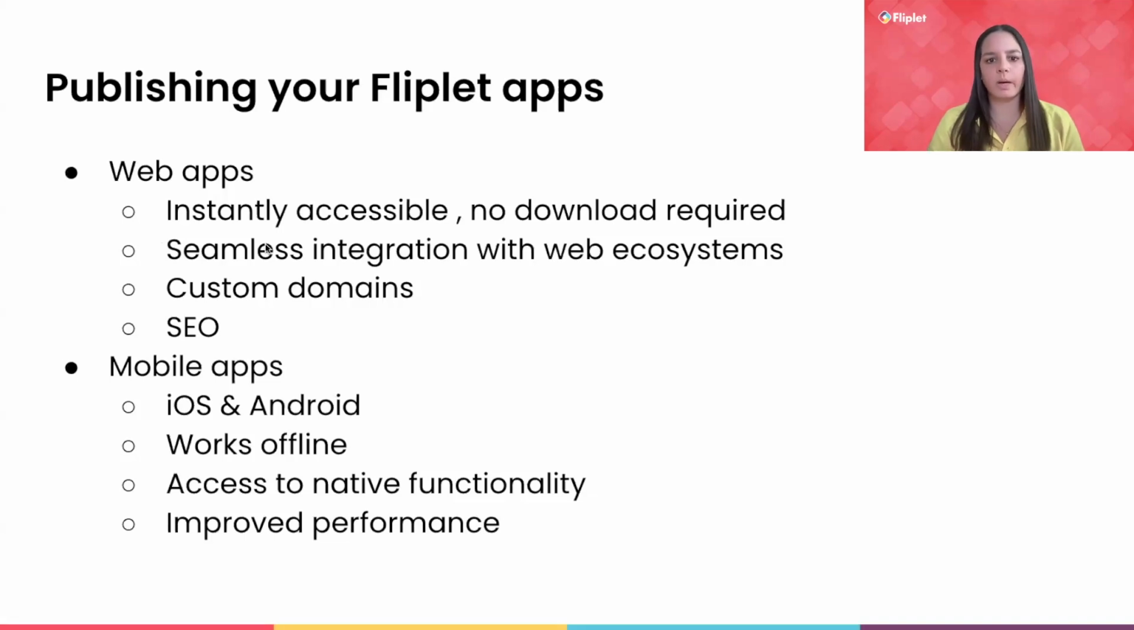So when it comes to publishing your apps here at Fliplet, there are two main methods that you can use. One being web apps and the second being mobile apps. So let's start with those web apps. These are instantly accessible, no downloading needed, no approvals. Users can access those from their browser right away. They also make it easier to share and promote content. You can link directly to specific web pages. You can integrate with your website or embed those into your digital ecosystem.